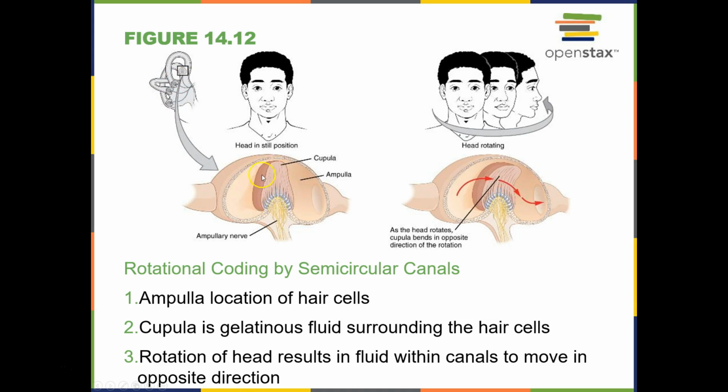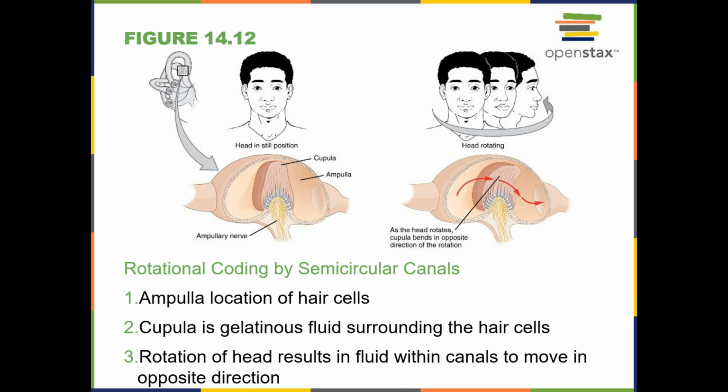There's a section called the cupula, a gelatinous material. Again, we have these hair cells with one lone kinocilium embedded within each of the hair cells, and the stereocilia are located with one kinocilium. As the body rotates, say shaking no, that cupula is going to bend. It's going to start moving in one direction.